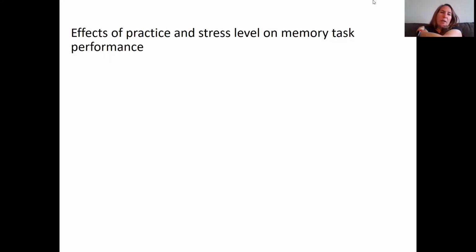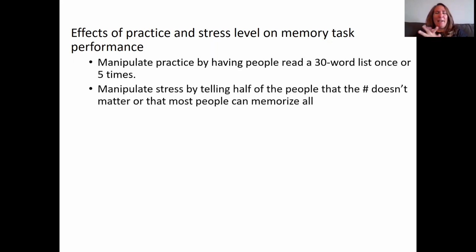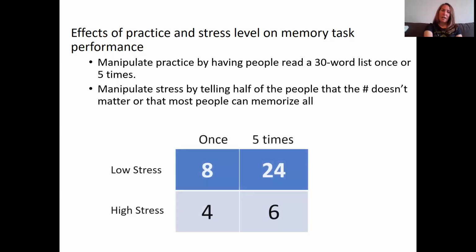Okay, so in this particular example, we have the effects of practice and stress level on memory task performance. What we're going to do is have some people practice by reading a 30-word list. They're either going to read it once or they're going to read it 5 times. Okay, 2 levels. That's our first independent variable. And then we are going to tell some of the people that the number they get correct matters, and then that it doesn't matter, that most people can't remember them all, and then we're going to tell the next group that most people can memorize them all. So that's going to up the stress. So if you were supposed to memorize this and we're like, most people remember them all, that's a high stress group.